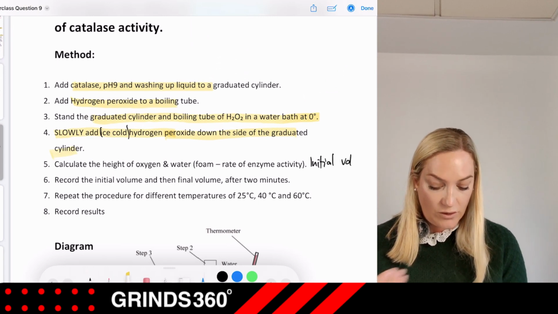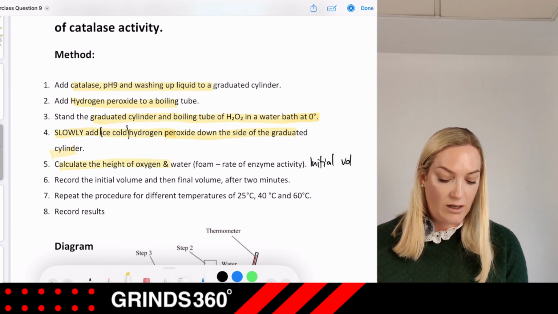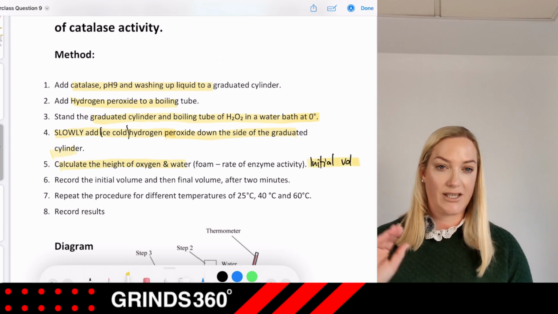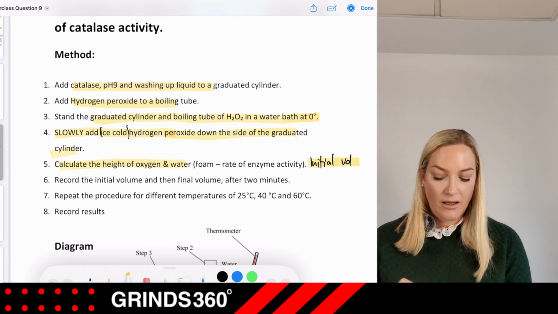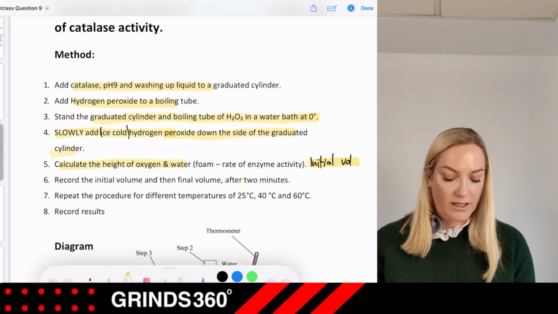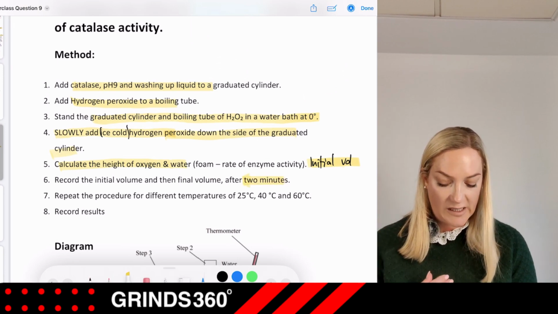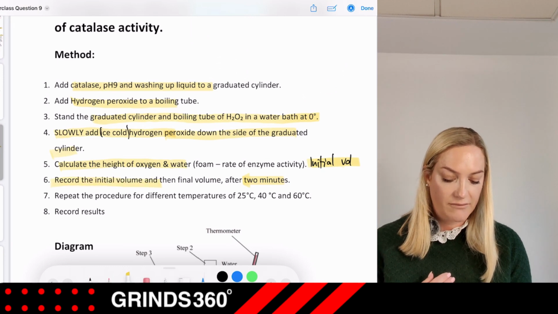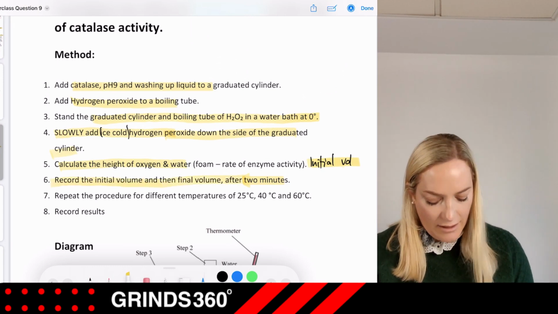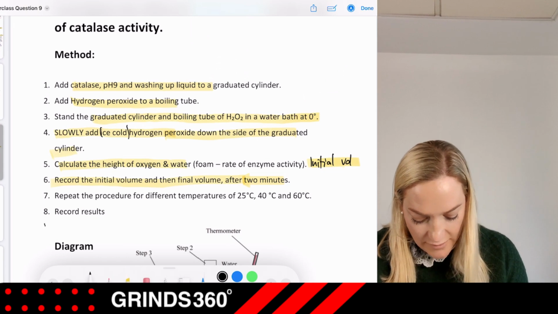Okay, so you can say calculate the height of oxygen and foam, or you can say calculate the initial volume. Record the initial volume and then the final volume. And you can say, leave that there for 2 minutes, and then record the final volume. Oh, that sentence doesn't make sense. I'm going to add in here, record the final volume.